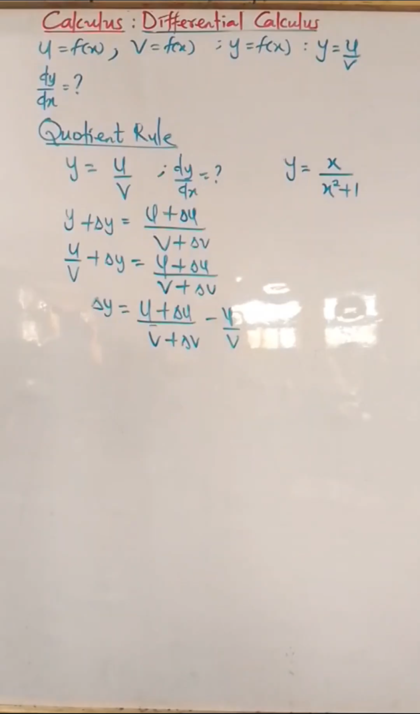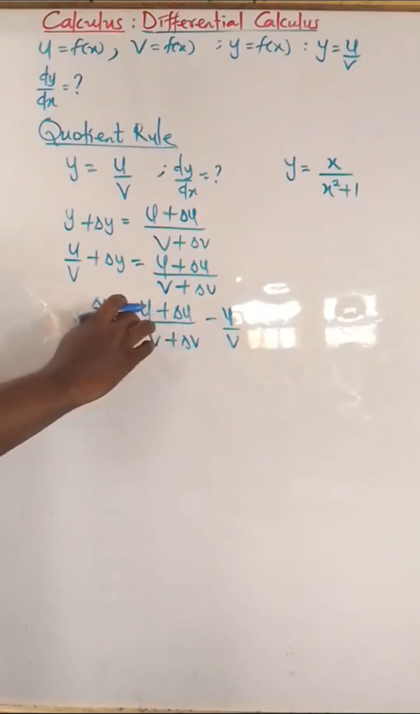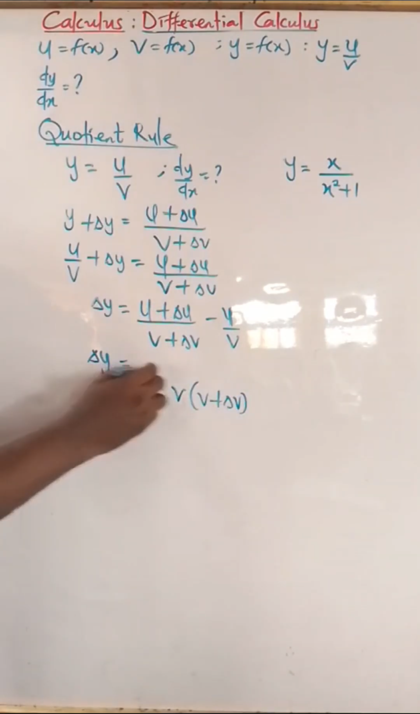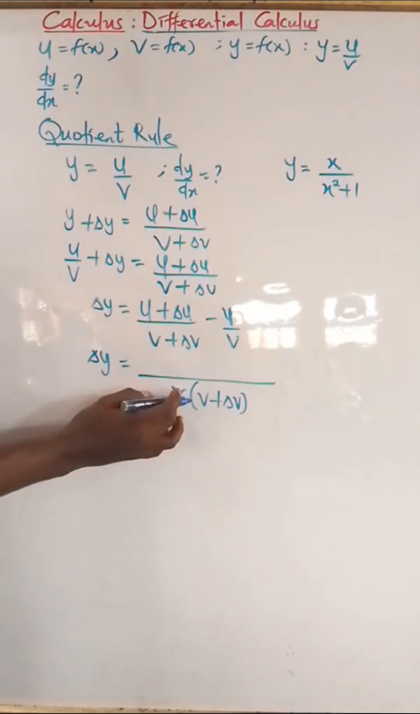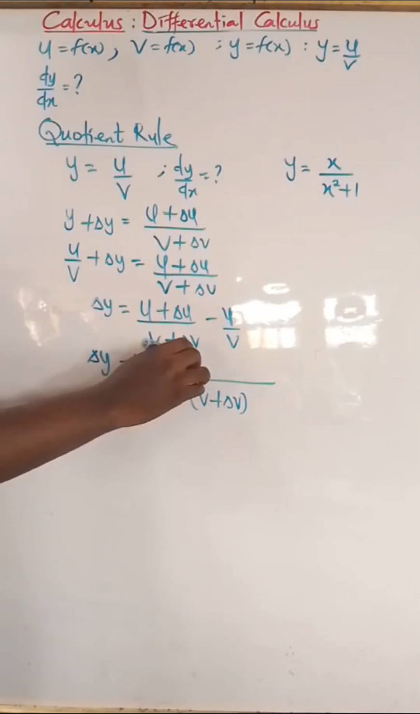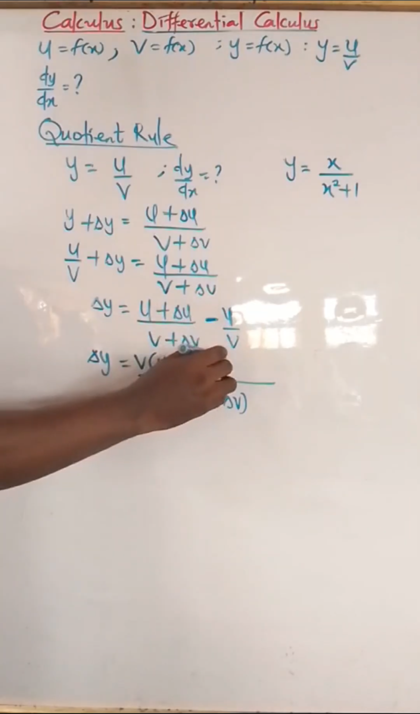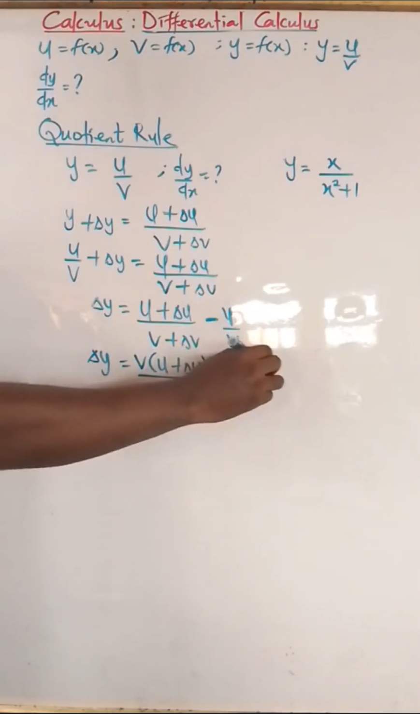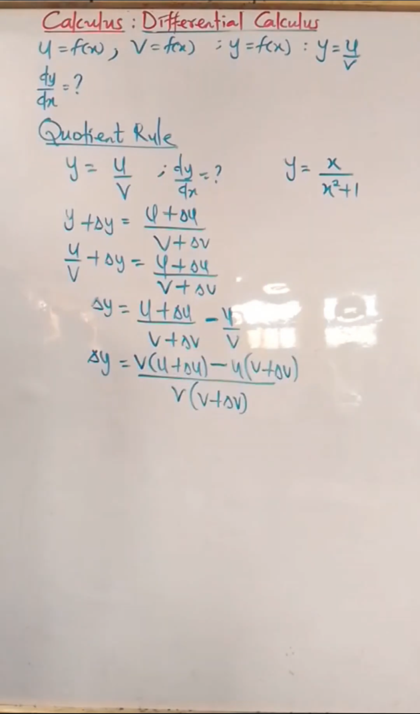Let's write this as a single fraction. From here it means change in y becomes, the LCM here is v into v plus change in v. When this cancels this, we have v left, multiplying the numerator here, u plus change in u. Then this minus, v cancels this v, we have this left. That will be u into v plus change in v.